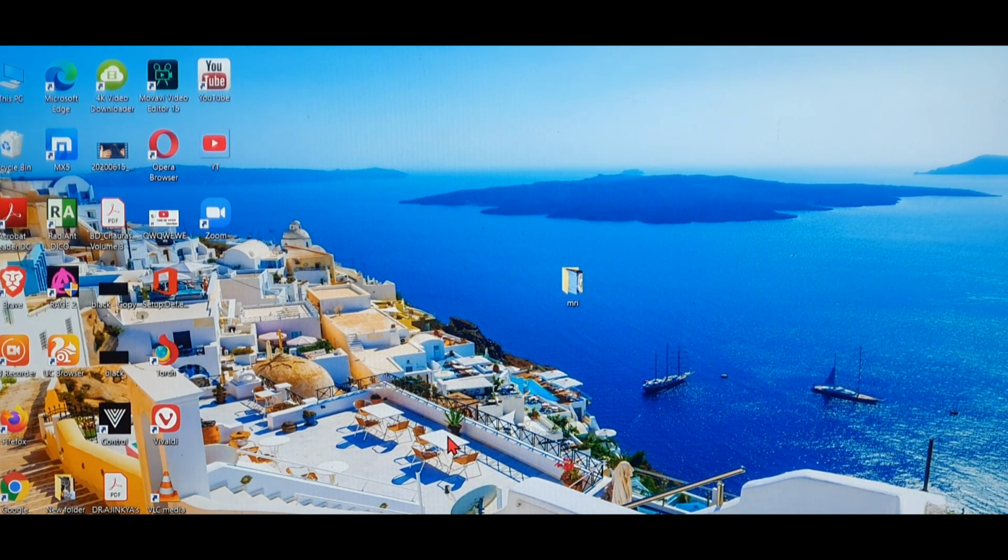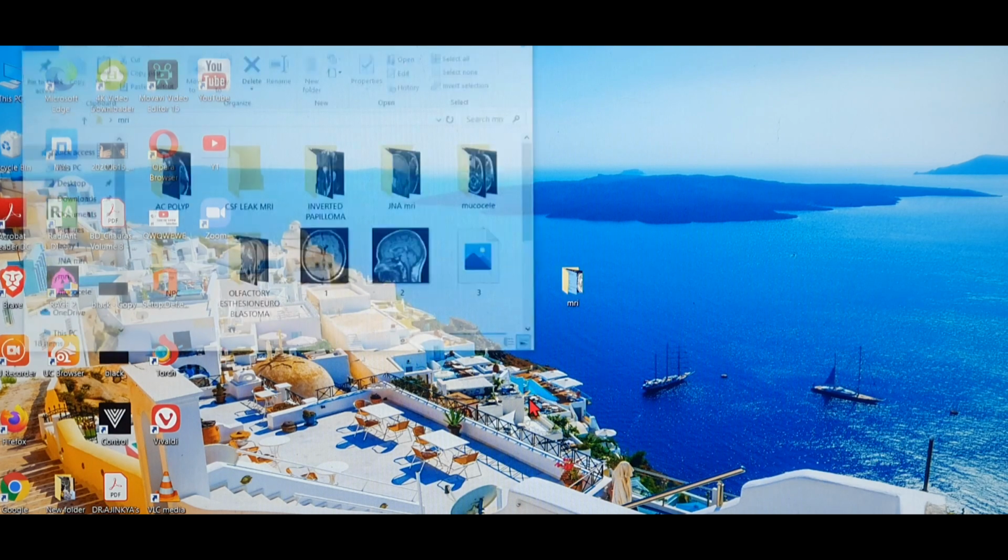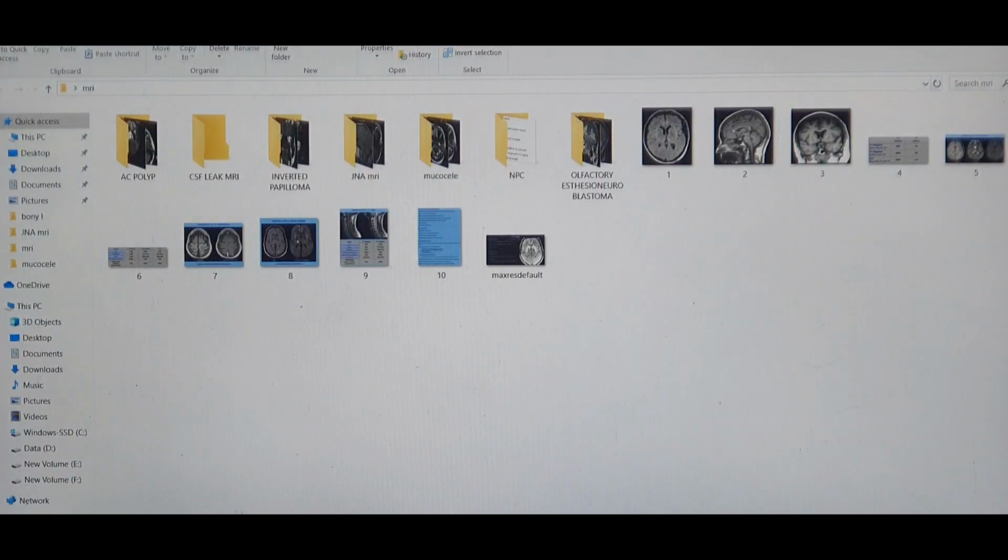So as you must have seen in today's video, I'll be talking about the basic concepts in MRI for beginner levels. So how you can actually learn to read an MRI scan, basic points and different sections and different types of MRI scans, how you can interpret an MRI scan in different conditions such as olfactory esthesioneuroblastoma, sinonasal carcinoma, nasopharyngeal carcinoma, mucocele, JNA, inverted papilloma, different types of CSF leak and AC polyp, and various other benign sinonasal masses.